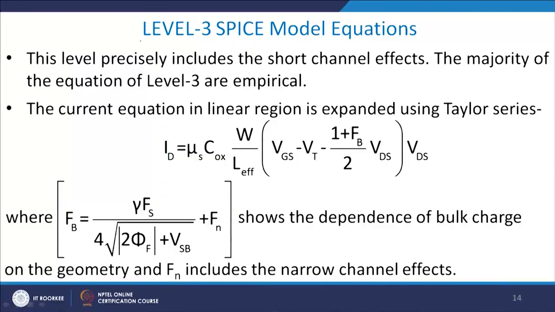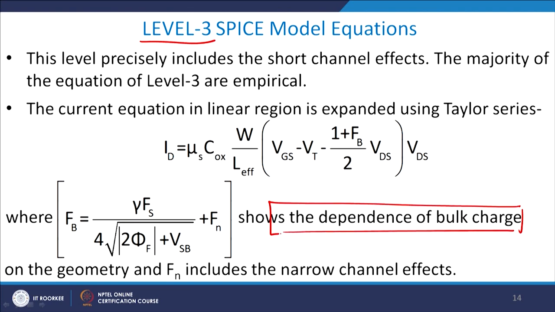What you see from here is that in level 3, you also take bulk charge into account, which means how your bulk influences your threshold voltage. This is not available in level 1 and to a larger extent in level 2, but is available in level 3, and therefore if you change VSB drastically, you would actually see a change in threshold voltage in level 3. So if you want to use bulk substrate effects, which is body effect, try to go for the level 3 SPICE model.